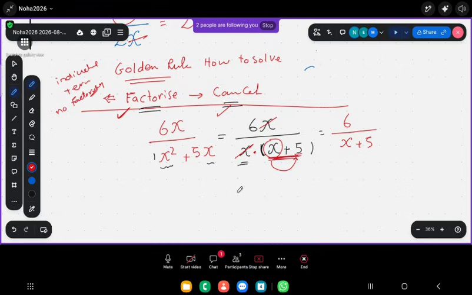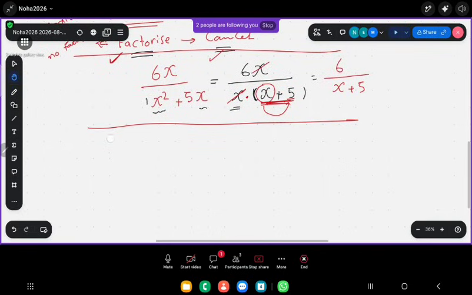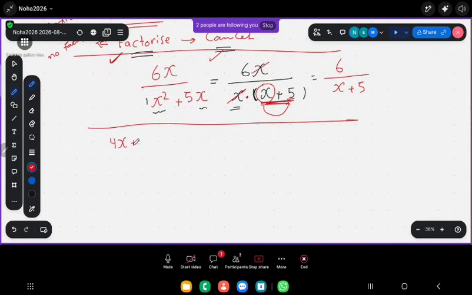Okay, are you ready for our next step? Okay, let's take another example. Here, 4x plus 6 over 2x squared minus 7x minus 15. Who can remember our last session? Who can start to help me to factorize it?